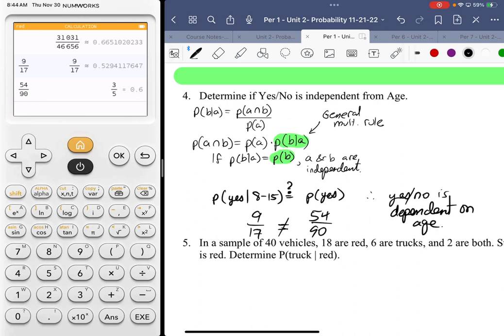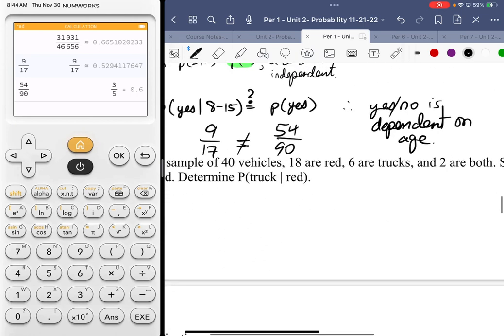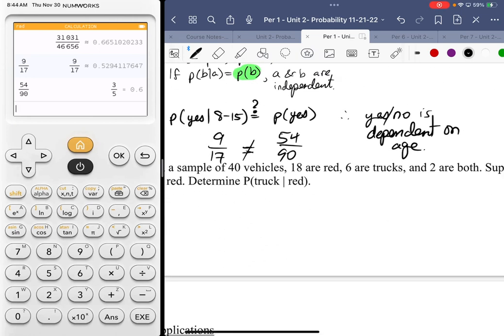All right. So the conclusion's kind of weird. I'm saying if they were equal, the two events would be independent of one another. So if this ended up being an equal sign, then I would say the two variables are independent. Turned out they're not equal, so they're not independent, meaning they are dependent.